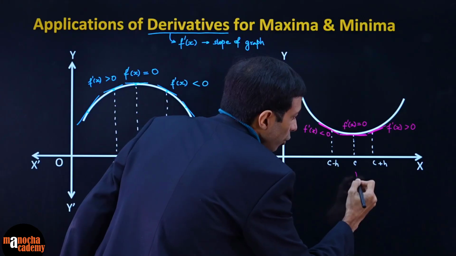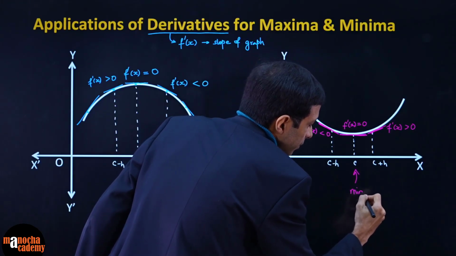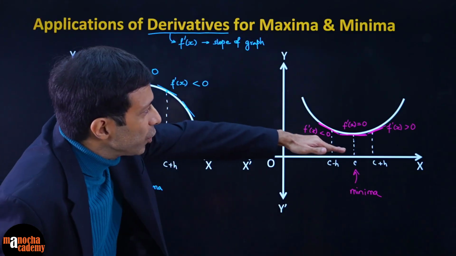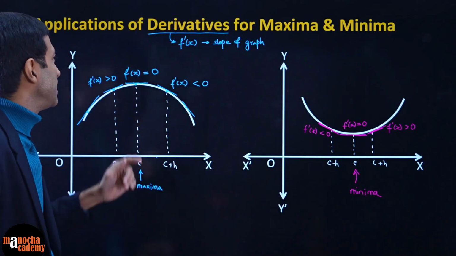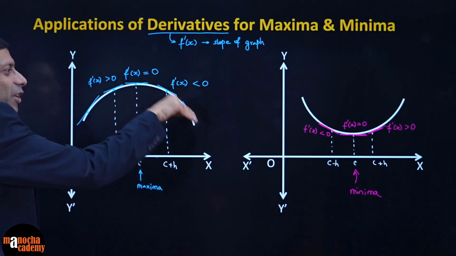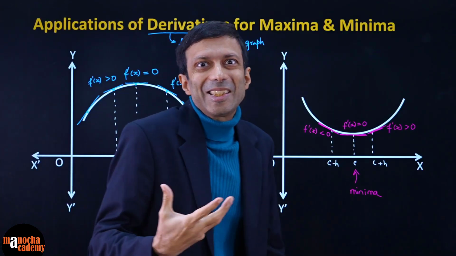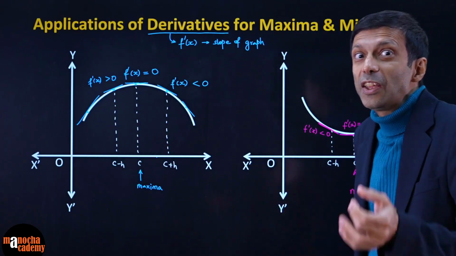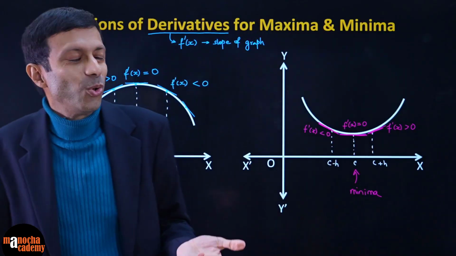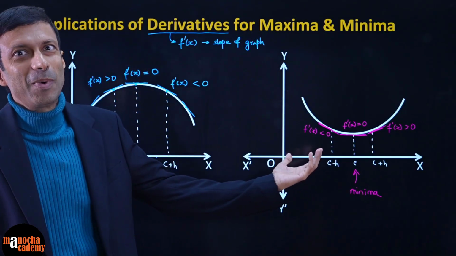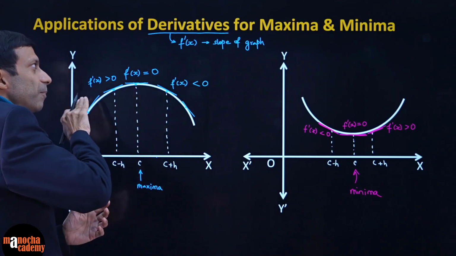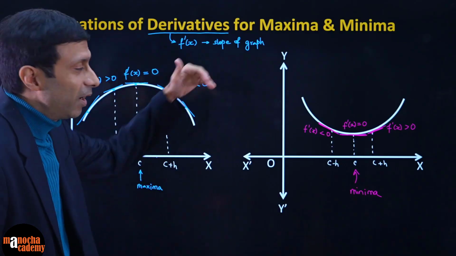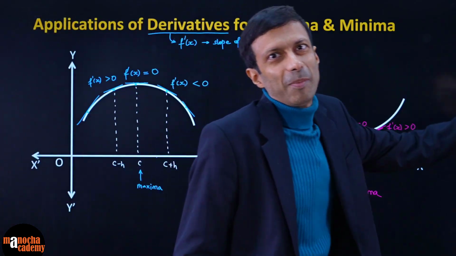So can you see for your minima what is happening? Negative slope to 0 to positive slope. And here it is exactly opposite. Positive slope, 0, negative slope. So this is the logic, this is the application of derivative, where the slope of the graph tells you where your maxima and minima are, and whether it is a maxima or minima. Here the slope goes from positive, 0, to negative for maxima, and negative, 0, to positive for minima.